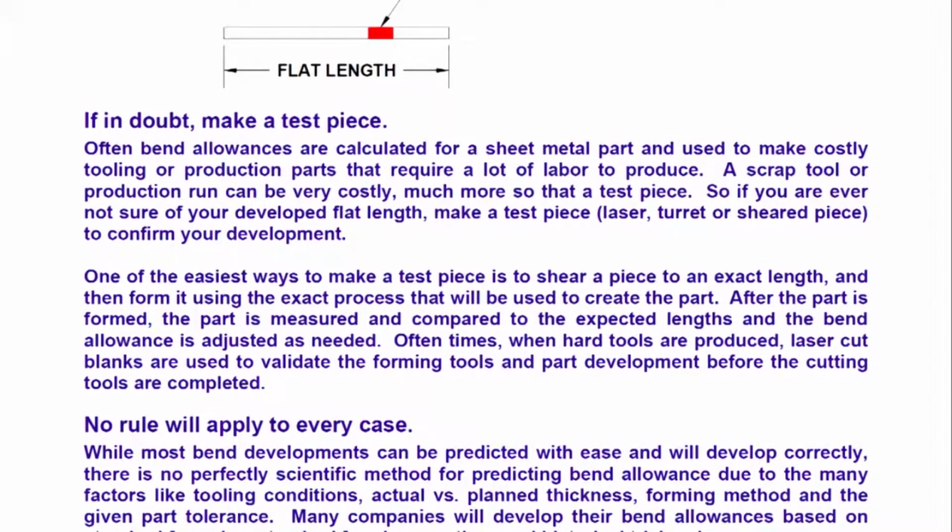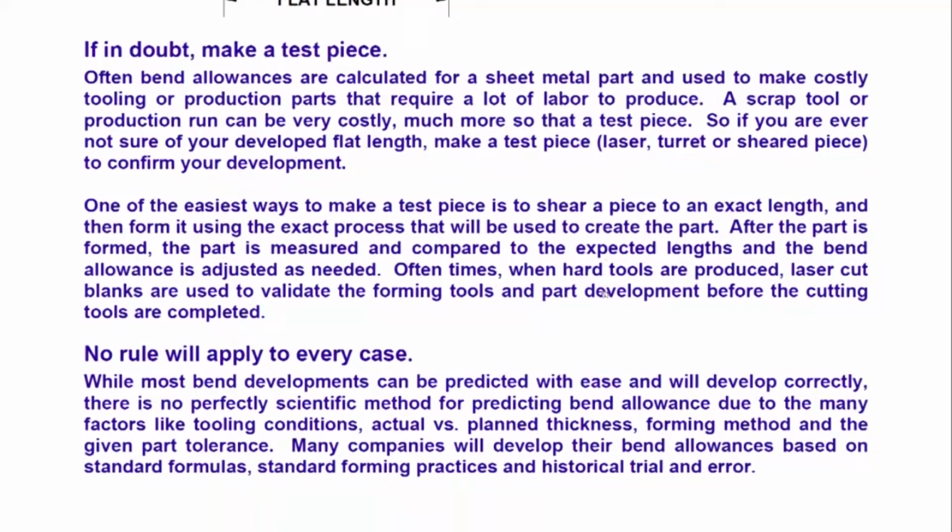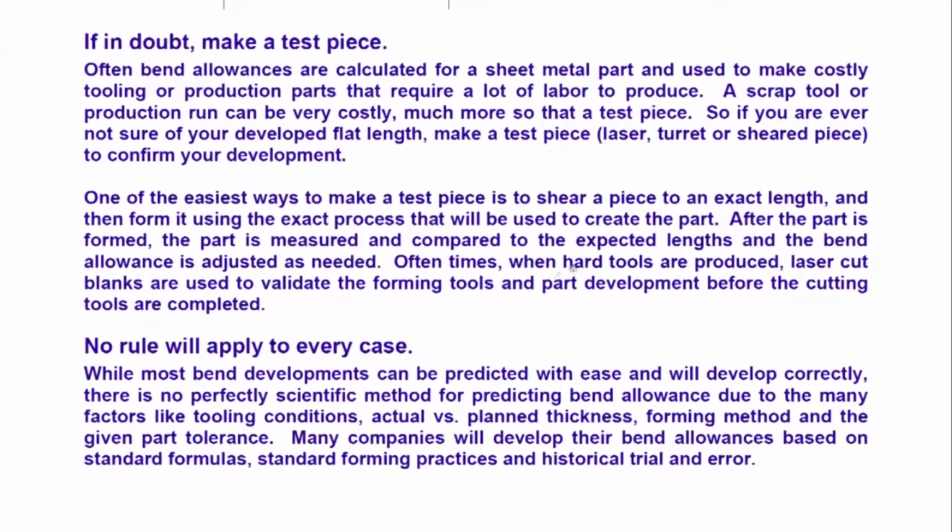I have asked my colleague to make a small strip which is 20 mm wide. One of the easiest ways to make a test piece is to shear a piece of an exact length and form it using the process that will be used. After the part is formed, the part is measured and compared to the expected lengths. The bend allowance is adjusted as needed.